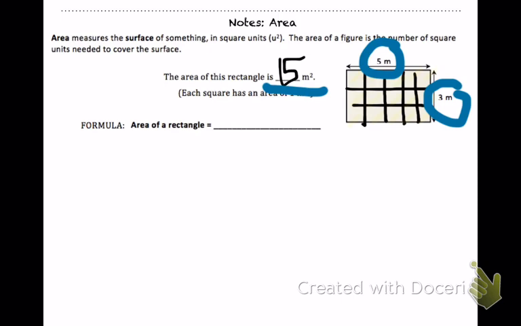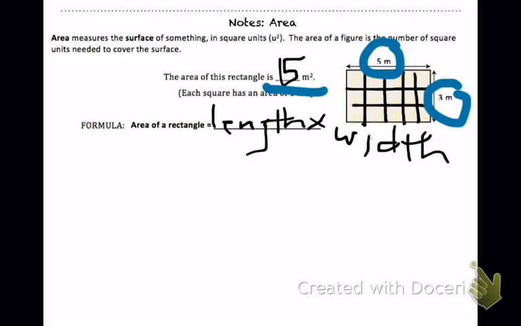So we're just going to write that down on the formula line. So it's just the length times the width. Sorry, it's so sloppy. I'm sure you guys can write it a lot neater. So it's just length times width.